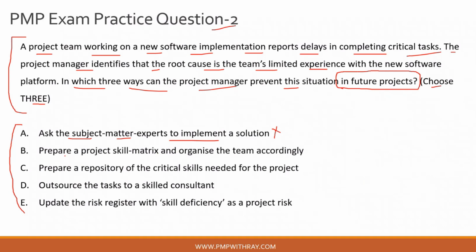Let's look at option B. Prepare a project skill matrix and organize the team accordingly. So basically, a skill matrix has the names of your team members on the y-axis, and on the x-axis it has the required skills. You plot your team members and identify, for let's say team member A, B, or C, which of the various skills listed along the x-axis are needed to be successful in the project. That is basically a skill matrix.